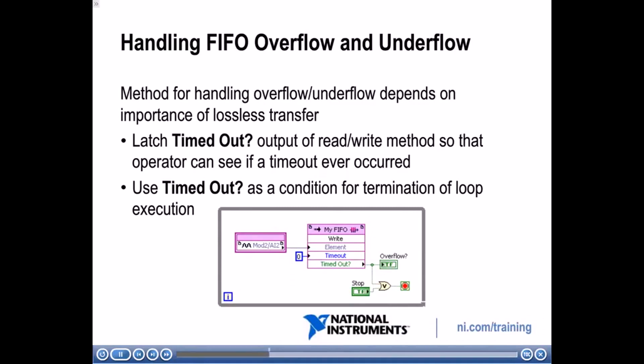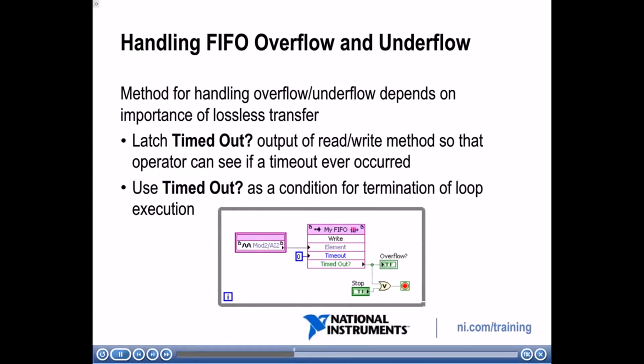We have an FPGA I/O node, and we're using that value and writing it into our FIFO. If we take a look at our write method, we're writing that element to the FIFO, and then we have a timeout of 0. What that means is when it gets to this write method, it's going to check and see if the FIFO is full. If the FIFO is full, because the timeout is 0, it's not going to wait at all. It's just going to immediately time out, and timed out will equal true.